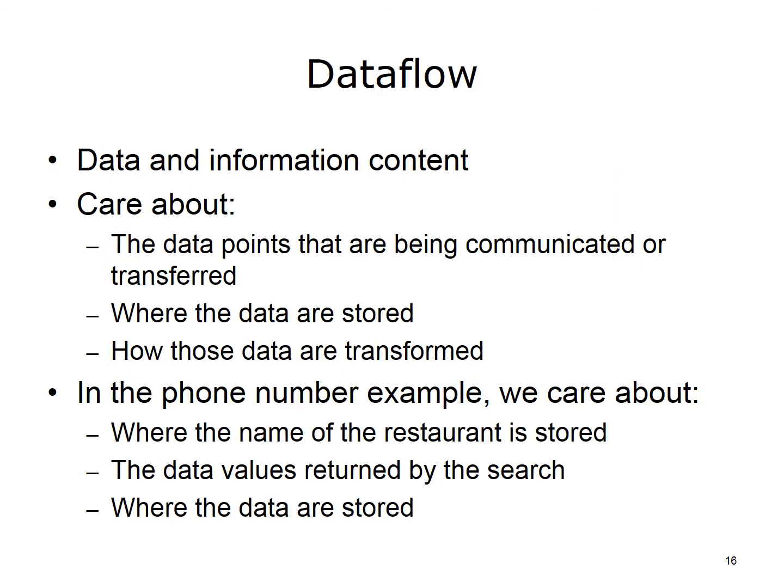On the other hand, data flow is about data and information content. Often the mechanism and steps by which it is moved are unimportant. In data flow, what we care about are the data points that are being communicated or transferred, where the data are stored, and how those data are transformed. In the phone number example, we care about where the name of the restaurant is stored. For example, was it recalled from memory or from a personal Rolodex? We care about the data values returned by the search and about where the data are stored, so we know where to search.